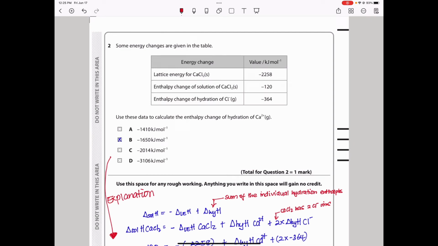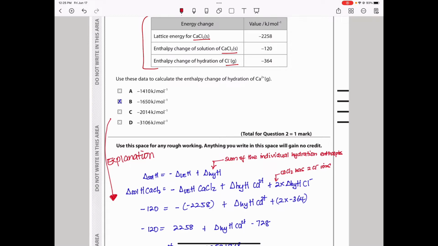Question 2 says, some energy changes are given in the table. So here we have some energy changes. We have the lattice enthalpy of calcium chloride, solid, the enthalpy change of solution of calcium chloride as well, and the enthalpy change of hydration of chloride. So they say, use the data to calculate the enthalpy change of hydration of calcium 2+. What we need to know is if you're trying to calculate the enthalpy change of hydration, we can use this formula: the enthalpy of solution should equal the negative of the lattice enthalpy, plus the hydration enthalpy.